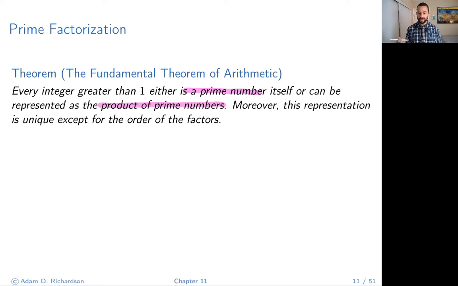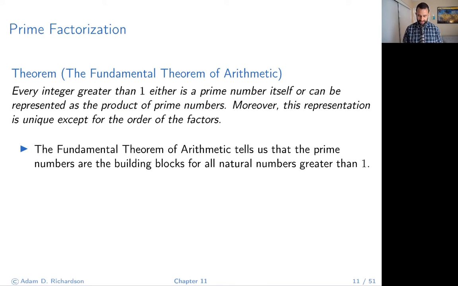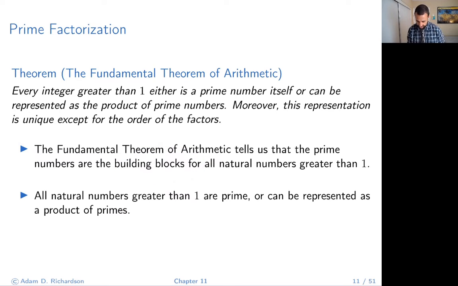So this is really amazing because what it tells you is that any whole number that you can think of, any whole number, can be written as a product of prime numbers or it's a prime number itself, which is pretty amazing, I think. Also, whatever that representation of prime numbers is, it's unique. So there's only one way to do it, except if you want to commute the factors around. So what this tells us is that the prime numbers are like the building blocks for all natural numbers greater than 1. And that's really why we like prime numbers so much. Every number is built out of prime numbers.